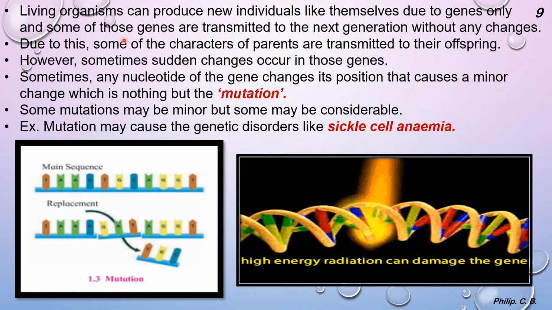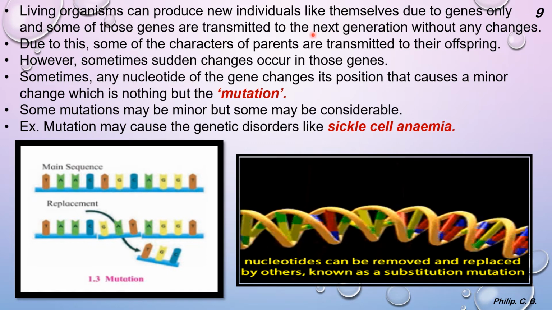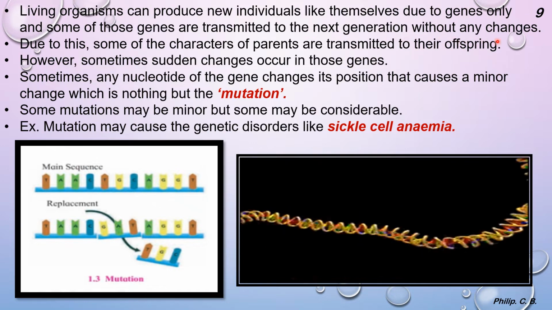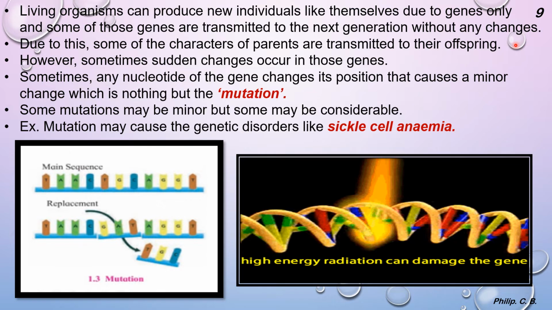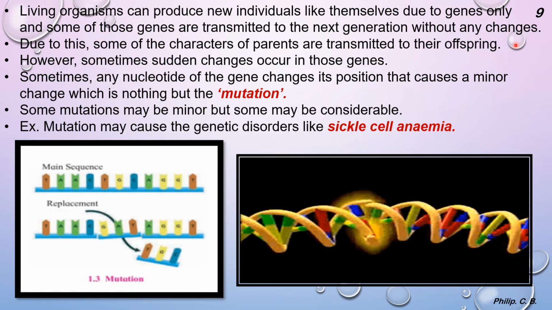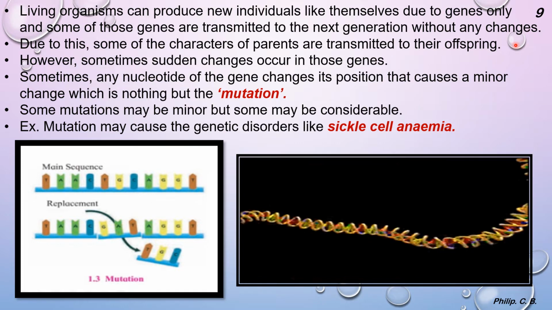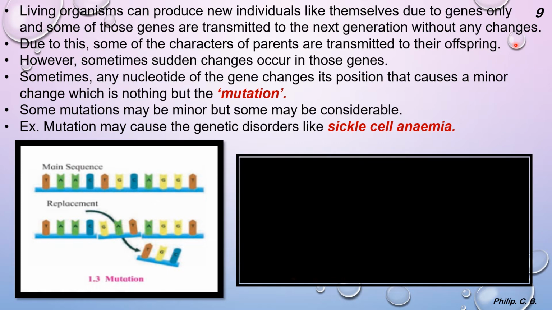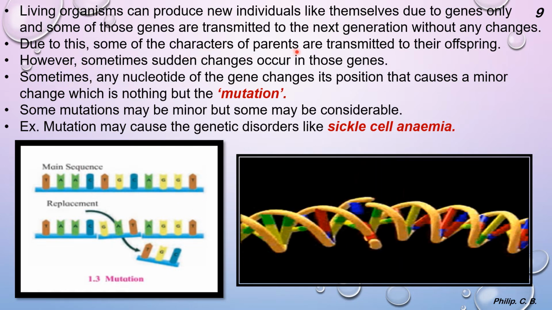Now, further, living organisms can produce new individuals like themselves due to genes only. And some of those genes are transmitted to the next generation without any changes. So you can see how the new organisms are formed, or how from parents the offspring are formed because of the genes. We may have some similarity with our parents, either mother or father, right? The daughter and son have some similarities. Now these similarities are because of what? The genes which are transmitted from one generation to the other generation. Due to this, some of the characters of parents are transmitted to their offspring, right?